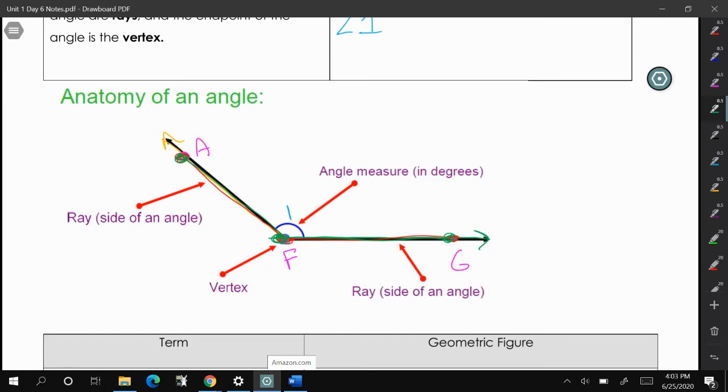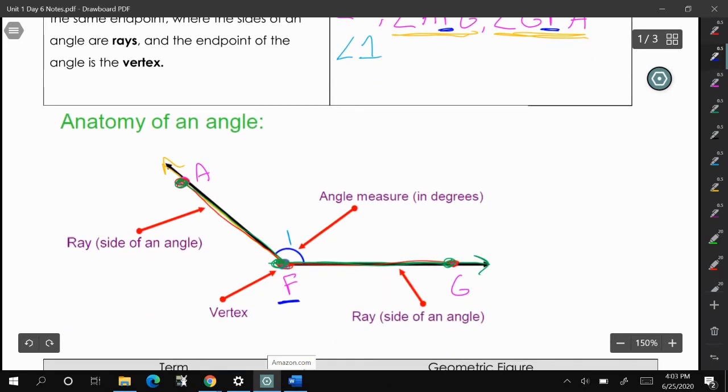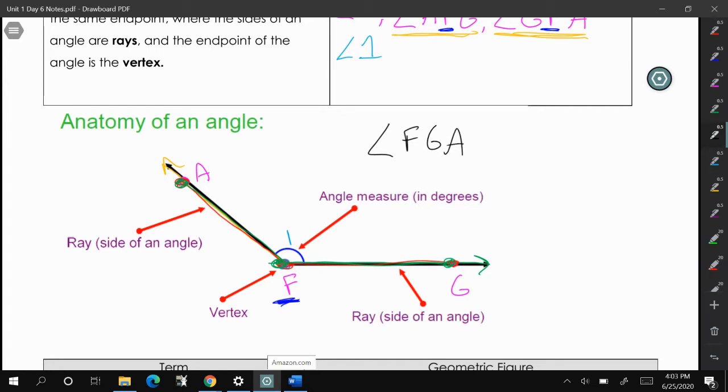But just know that when you use 3 letters to name an angle, the vertex must be in the middle. So see the vertex is F. We have F as our vertex. We could not say, oh, angle FGA. We couldn't say that. That would mean G would be the vertex, and it's clearly not the case here.